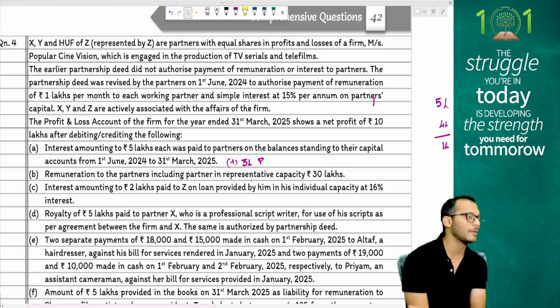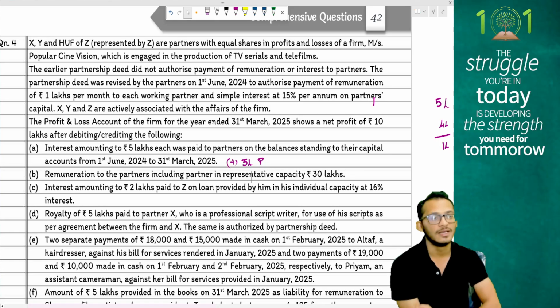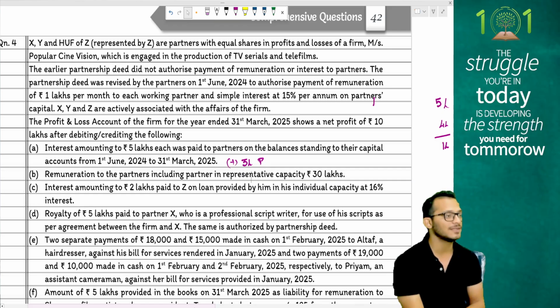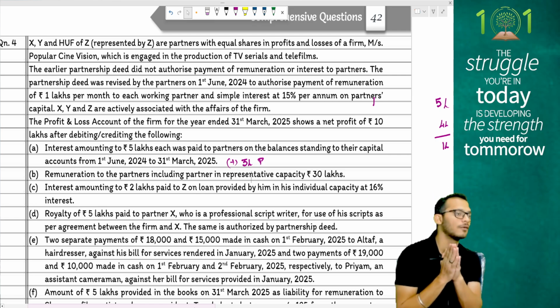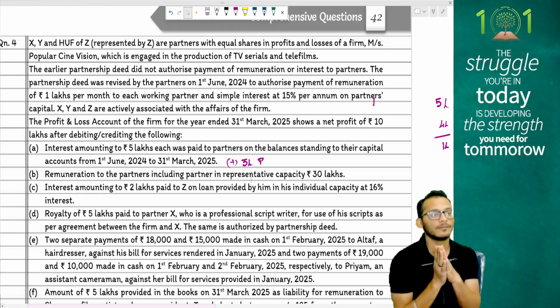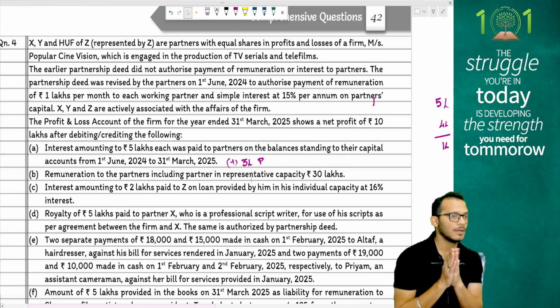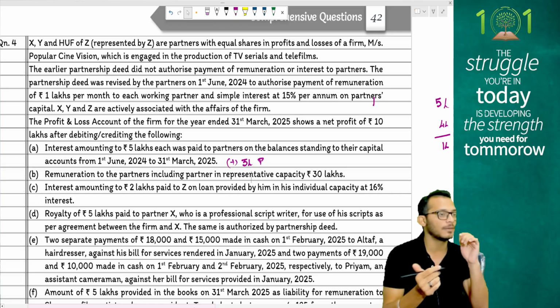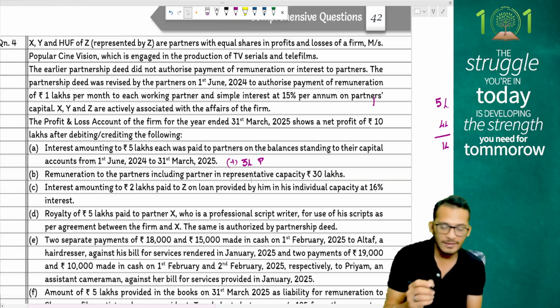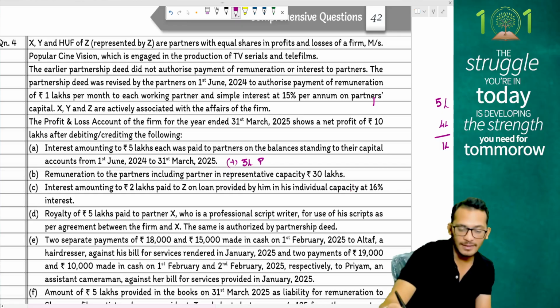For those who remember, people, when I told you firm provisions, I told you that even if you are a partner in representative capacity, your salary will be clubbed in your individual capacity. Both will be taken for the purpose of computing actual salary payable. I need to compute my salary, which means I cannot take this number right now. I will disallow this expense right now.